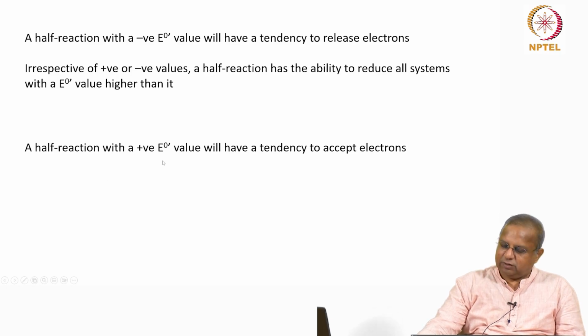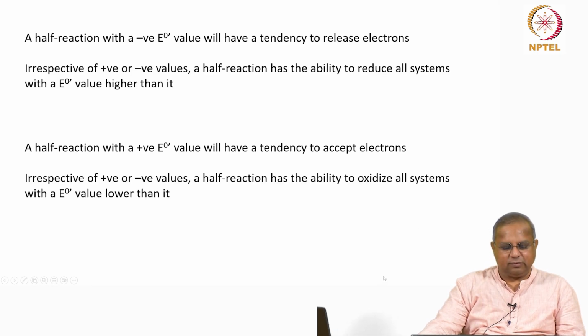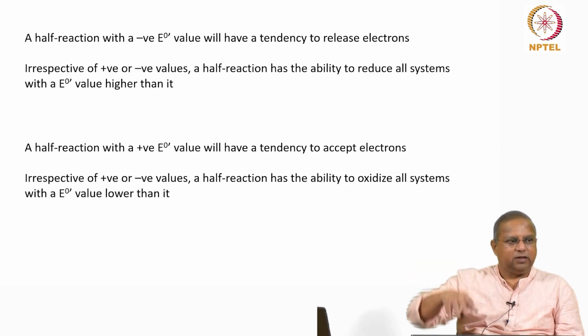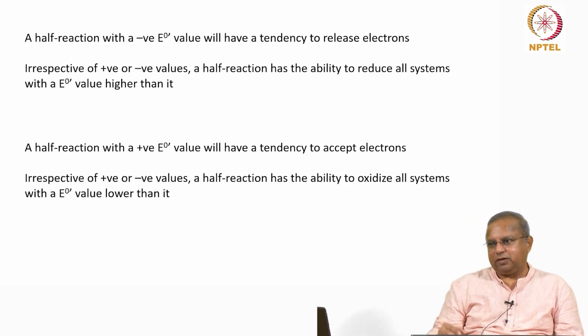A half reaction with a positive, or relatively positive, E naught dash value will have a tendency to accept electrons. And again, same thing, irrespective of positive or negative values, a half reaction has the ability to oxidize all systems with an E naught dash value lower than it. Okay. Lower numerically, so more negative means it will be higher on the reduction potential table, and it will oxidize those. Any questions, comments on this?